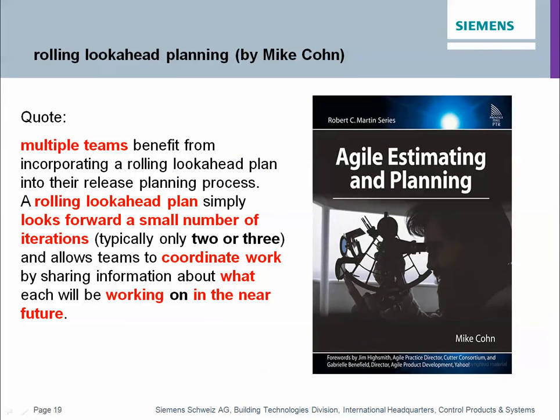I don't know if you know this book from Cohn called Agile Estimating and Planning, and he states that if you are in a multiple teams environment, then you should have a rolling look-ahead plan. Typically you look forward 2 or 3 sprints in order to make sure the dependencies are working and you are sure that nobody blocks somebody else, so that everybody has enough space to plan the stories.